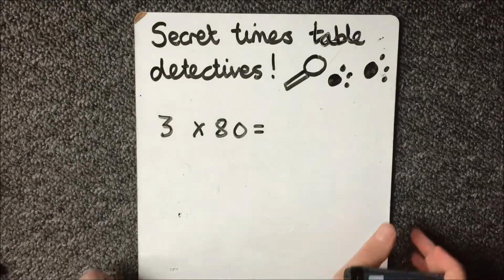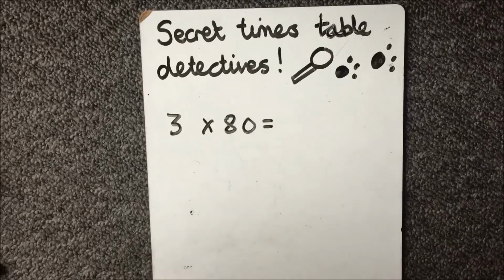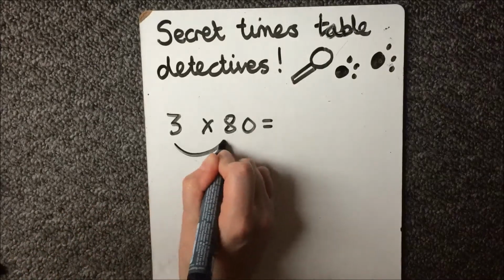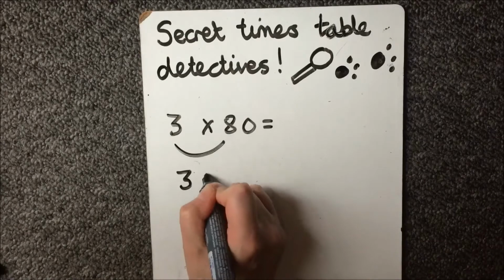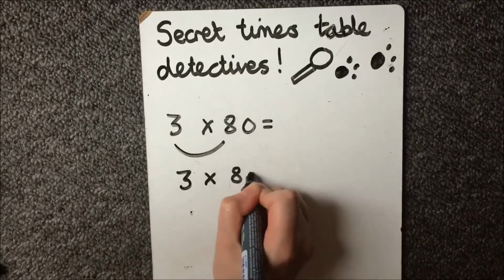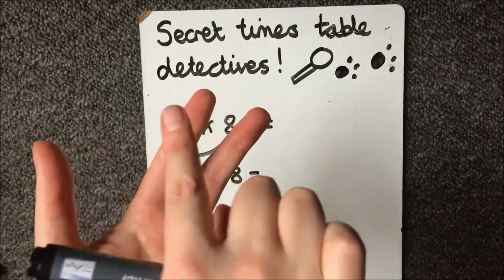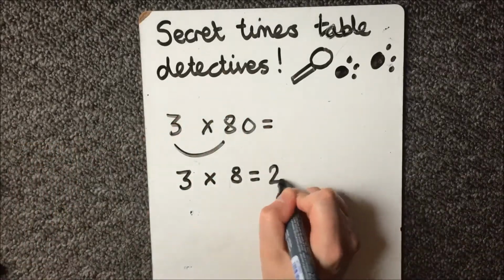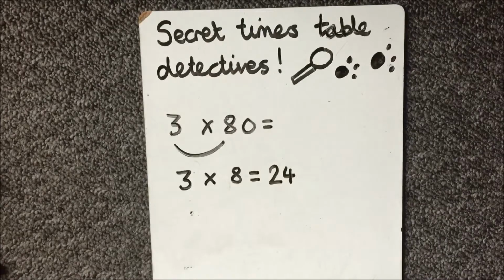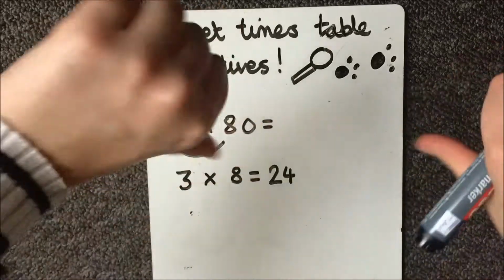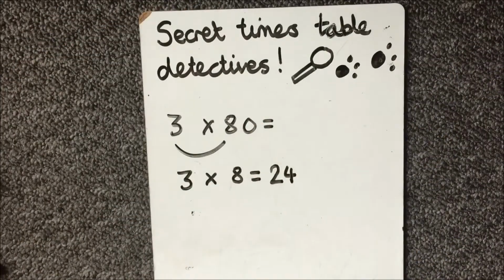Ready? The first thing we need to do is find our secret times table. This is the times table we already know that's easier to work out. What is it in 3 times 80? That's right. We know 3 times 8. 3 fingers up because it's 3 groups of counting 8s. 8, 16, 24. But is that going to be our answer? Yes or no? Why not?